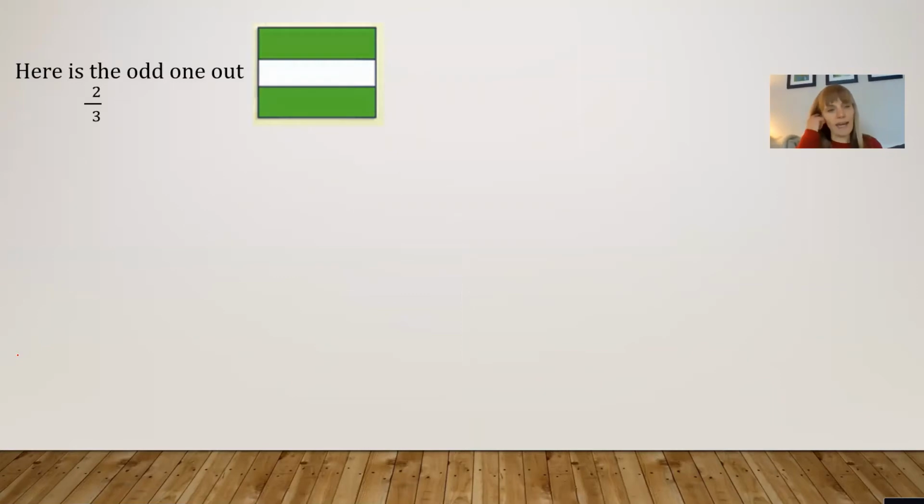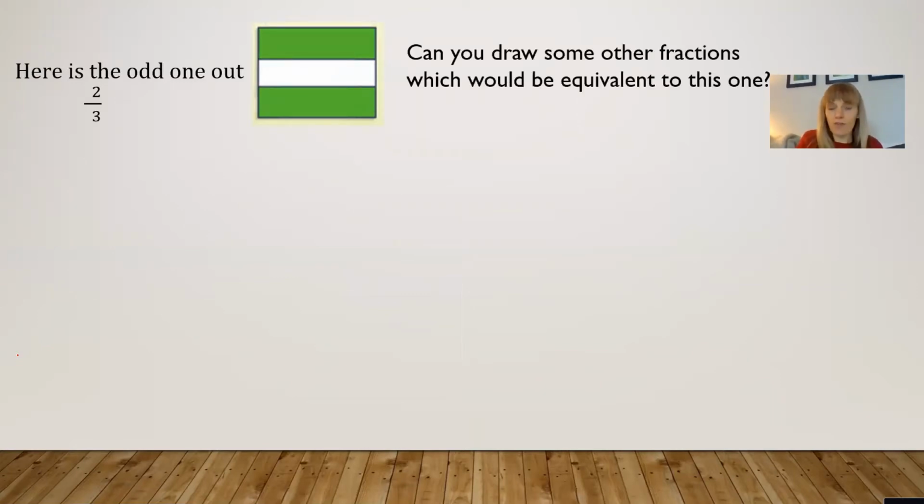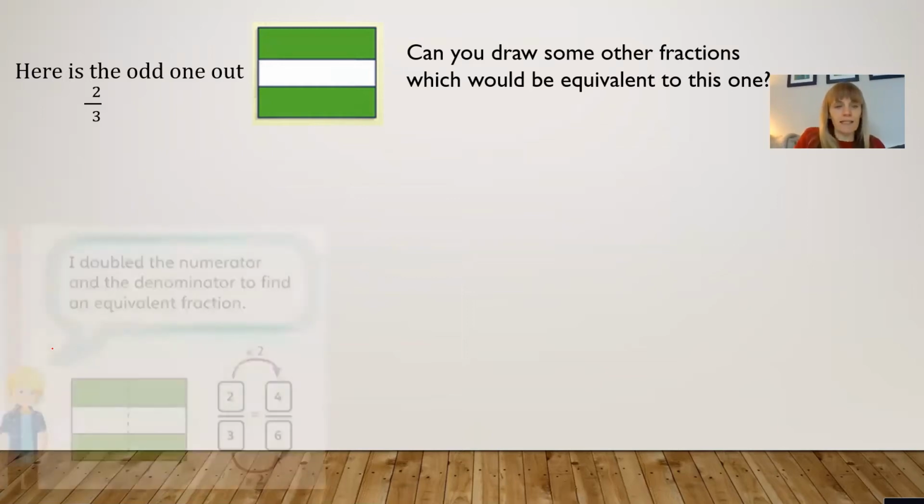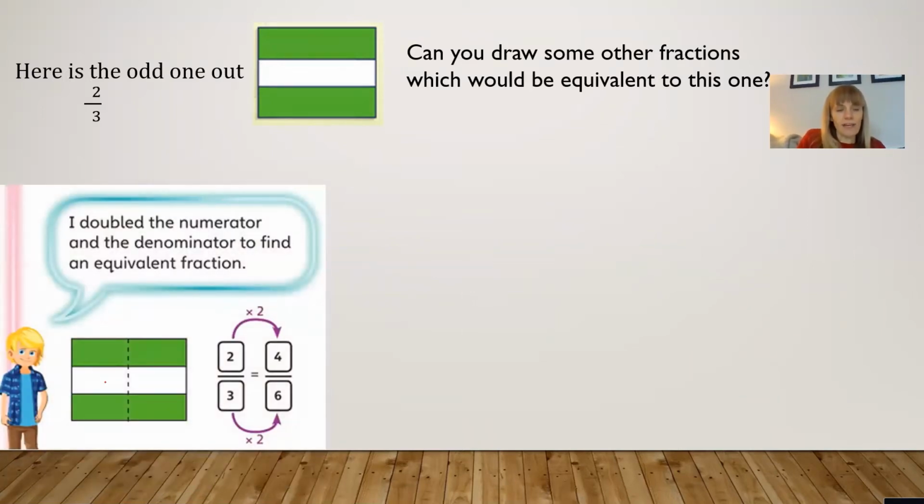Now here is the odd one out, 2/3. Now the next question said, can you draw some other fractions which would be equivalent to this one? So this at the moment has got 2 out of 3 shaded in. Now here, this boy here has decided to draw a line down the middle. So it's almost like he split this original one in half here. So instead of just having 3 rectangles, he's now got 1, 2, 3, 4, 5, 6.